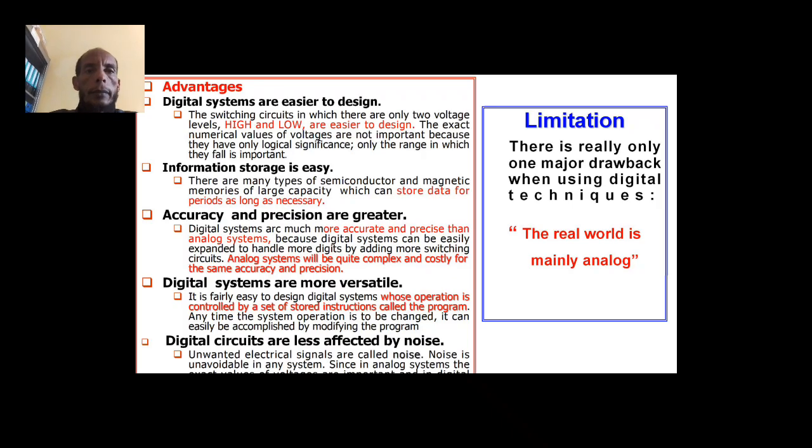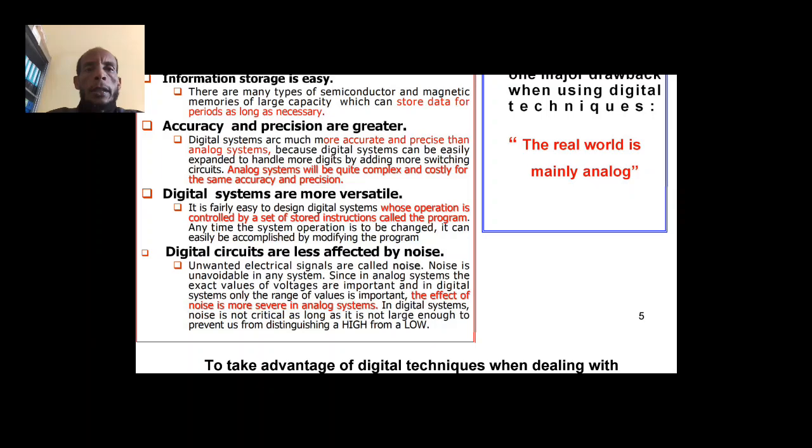Analog systems will be quite complex and costly for the same accuracy and precision when we compare with digital ones. Digital systems are more versatile, whose operation is controlled by a set of stored instructions called the program. It is easy to program.